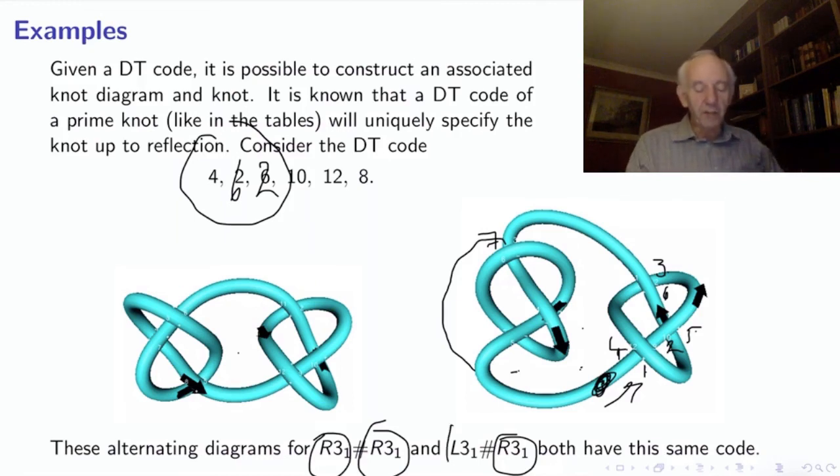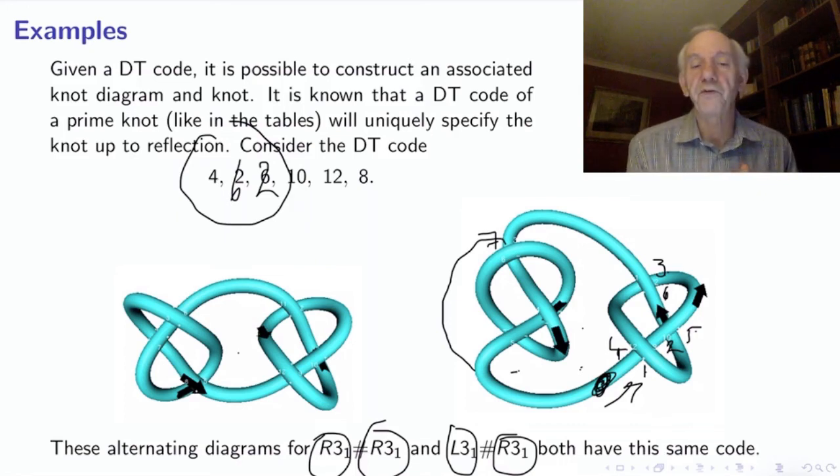And I could have also combined a left trefoil with a left trefoil, and I could also get that from the same DT code. So it's just a warning that when you have composite knots, there's a lot of ambiguity. But otherwise the code is quite effective because you can just write down such a code and reconstruct the knot. Okay, that's it for DT codes. Next time I'll be talking about things called plane diagram codes, which personally I find a bit more useful for shoving into the computer.